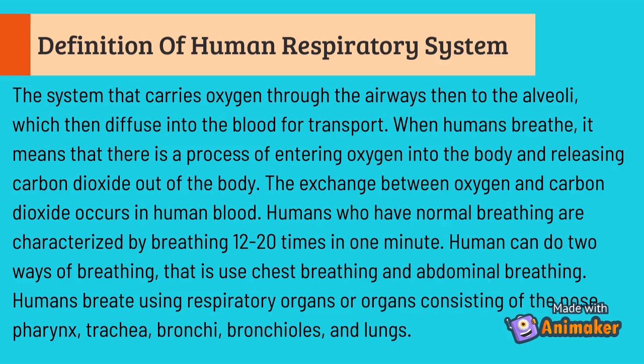Humans who have normal breathing are characterized by breathing 12 to 20 times in 1 minute. Humans can do two ways of breathing, namely chest breathing and abdominal breathing. Humans breathe using respiration organs consisting of the nose, pharynx, trachea, bronchioles, and lungs.